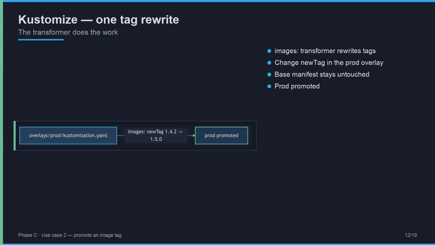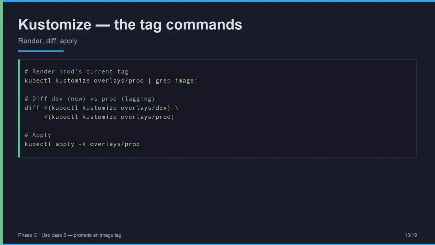See the promotion. You change the new tag in the prod overlay's kustomization file, from 1.4.2 to 1.5.0. The images transformer rewrites the tag everywhere it appears, and prod is promoted. The base manifest stays pinned to the old tag, only the overlay rewrites it.